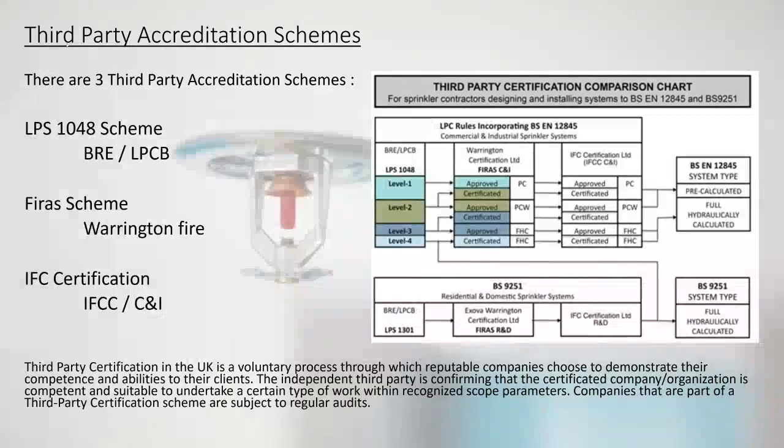But it's worth noting that third-party certification in the UK is voluntary, of which reputable companies choose to demonstrate their competence and abilities to the clients. The independent third party confirms that the certified companies are competent and suitable to undertake certain types of work. So basically, that's why you should have third party accreditation. And that goes with water mist systems too. There is a fire risk scheme for water mist systems. And I think at the moment, I may be corrected, there's only 7 companies on the water mist third party schemes.